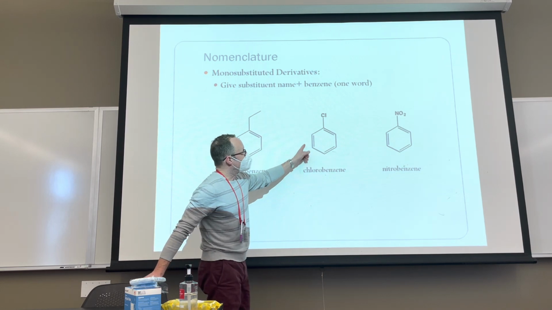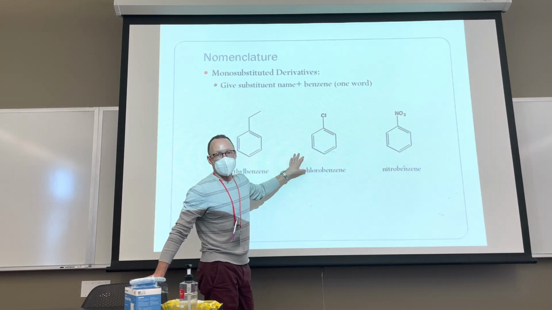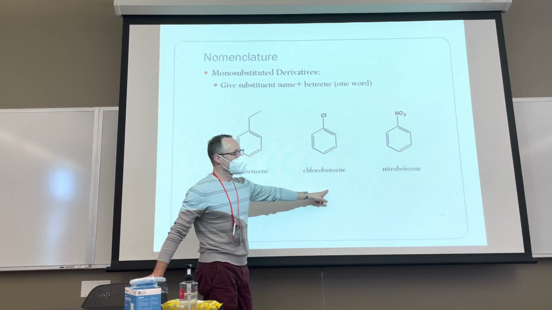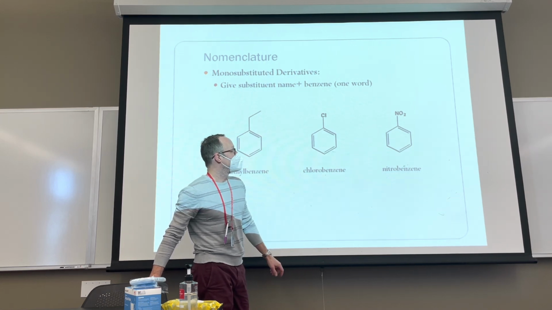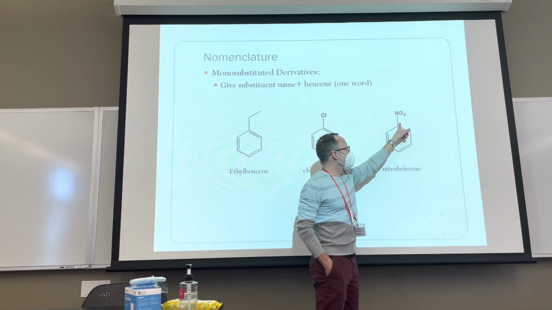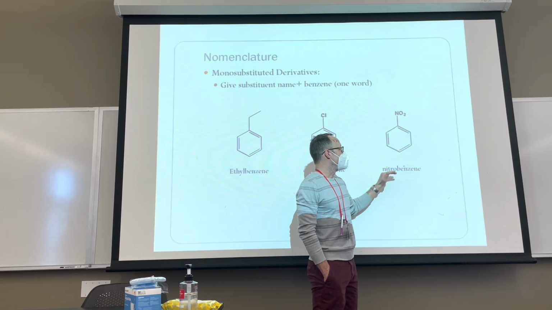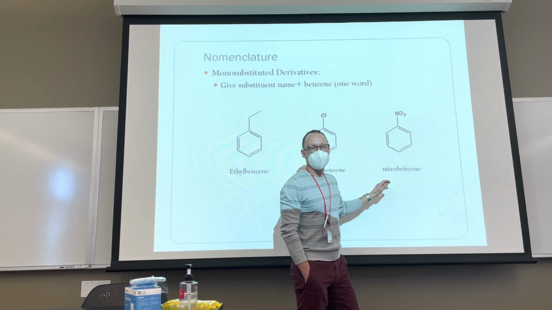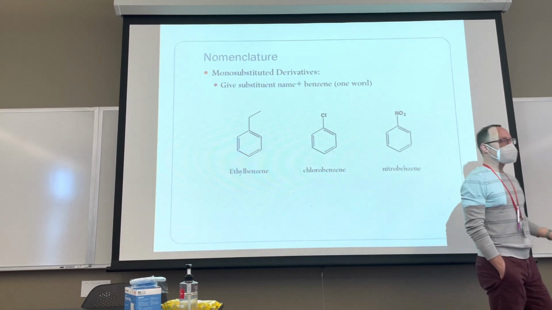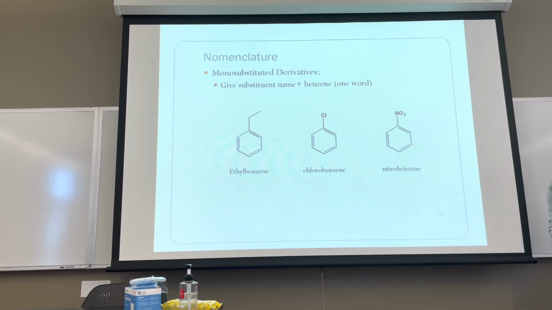Similarly, if you have the chlorine on the ring, that makes it a chloro substituent, chlorobenzene, all one word. And then finally, you've got this group, which is the nitro group, nitrobenzene, all one word. Okay? Give the name of the substituent, followed by benzene, and you're done. All right? Now, when you start putting more than one substituent, we have to give some idea of where these substituents are relative to one another, right?